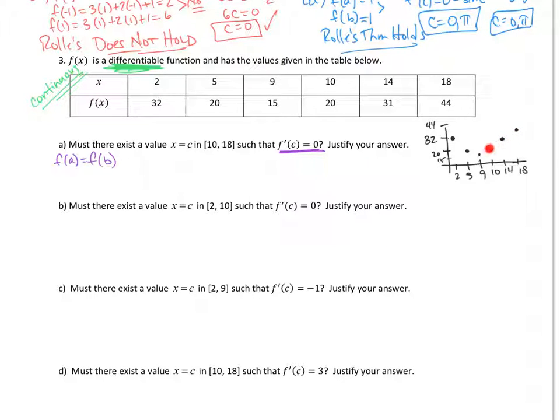Well, take a look at this. Do I know that it's going to flatten out here? I don't have any values in between any of these points. It could come down. It could level out here. It could go up, then come back down to 20, then go back up. I don't know this. So I can't for sure find a value or assume a value where they are equal. So for this question, we will say no, no because of Rolle's theorem.